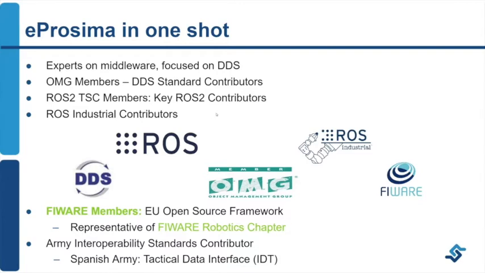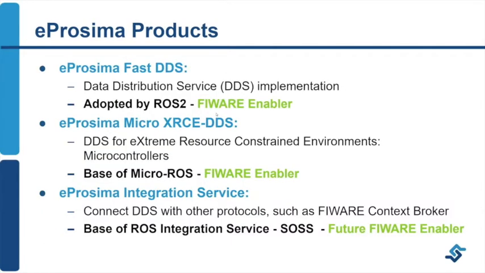So our products are mainly Fast DDS, that is a DDS implementation, a pure open source implementation that is adopted by ROS 2 and also is a FIWARE enabler. Our second product is Micro XRCE-DDS, that stands for DDS for Extreme Resource Constrained Environments, basically microcontrollers, and it's the base of micro-ROS, and it's also a FIWARE enabler.